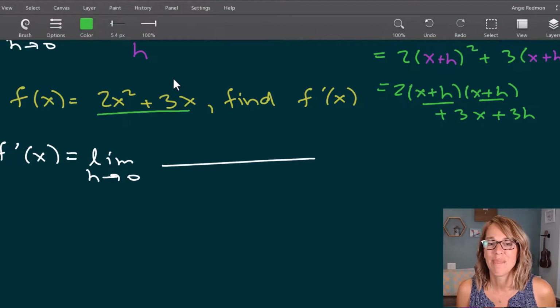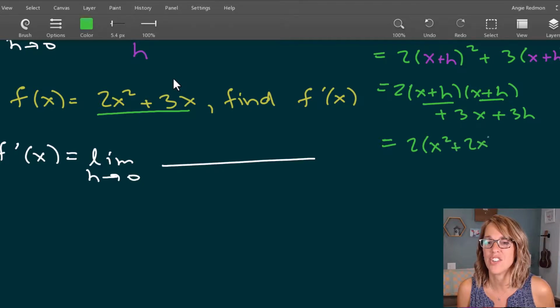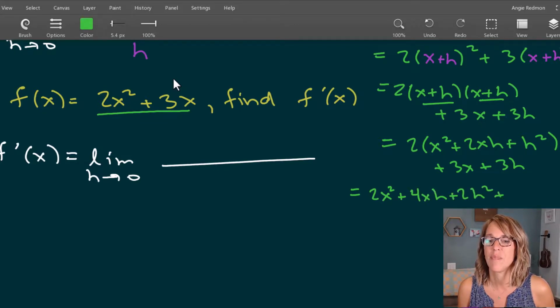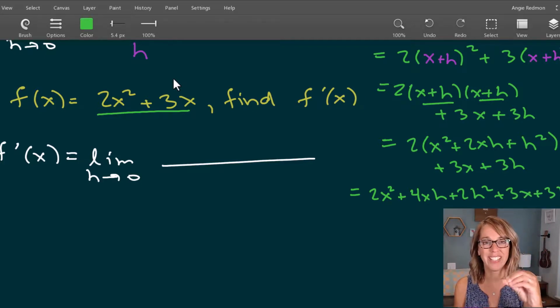Okay, continuing to multiply this guy out, I get 2. I'm going to FOIL those, and that's going to be x squared plus 2xh plus h squared. And I still have the plus 3x and the 3h. Finally, I can distribute that 2 through, and I get 2x squared plus 4xh plus 2h squared plus the 3x plus the 3h. So many places you can make a little tiny error, so be really, really careful with your algebra.